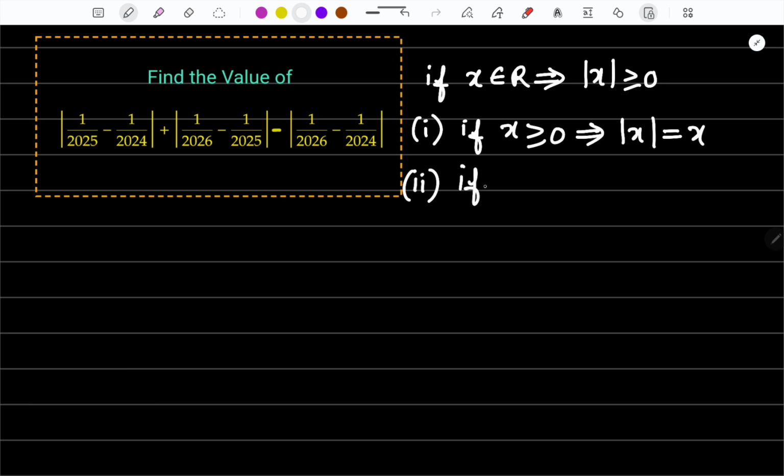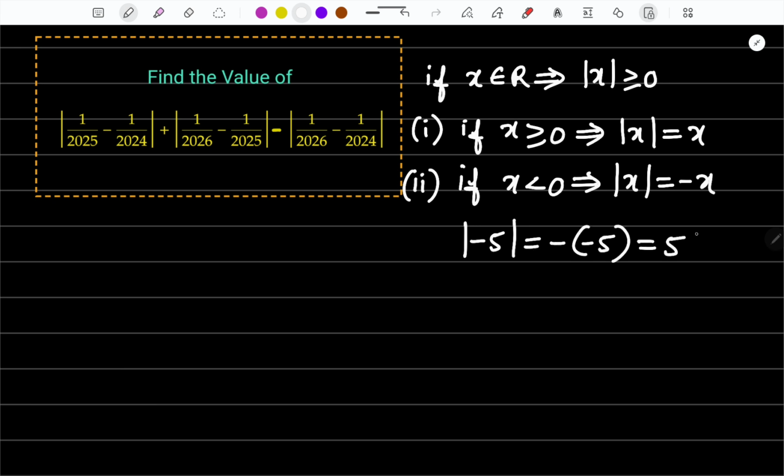if x is less than 0, then modulus of x will be equal to minus x. If x is less than 0, then x is negative. In that modulus symbol, if you have a negative number, we should multiply by minus to make it positive, because the modulus of a real number will never be negative. For example, if you have modulus of minus 5, the answer is minus of minus 5, and it is going to be 5.